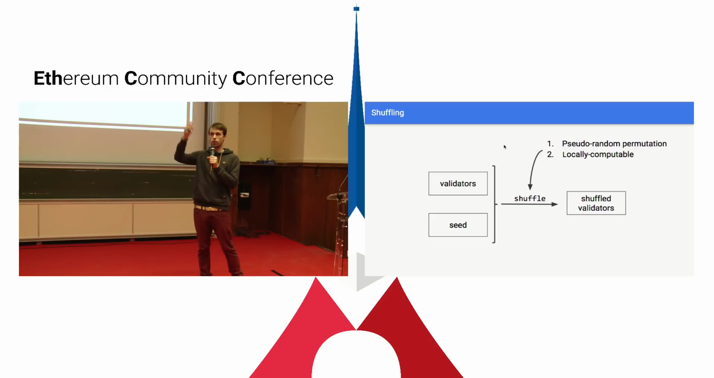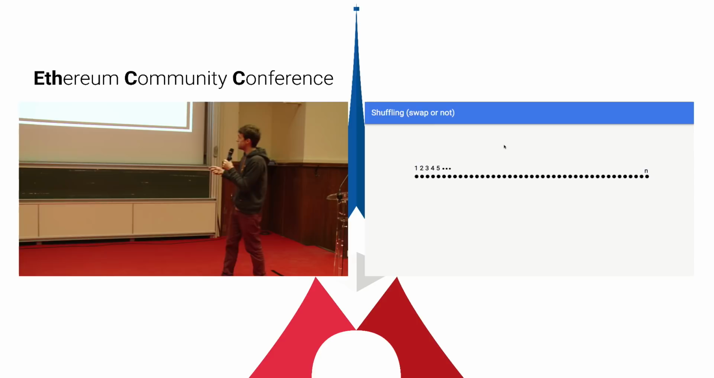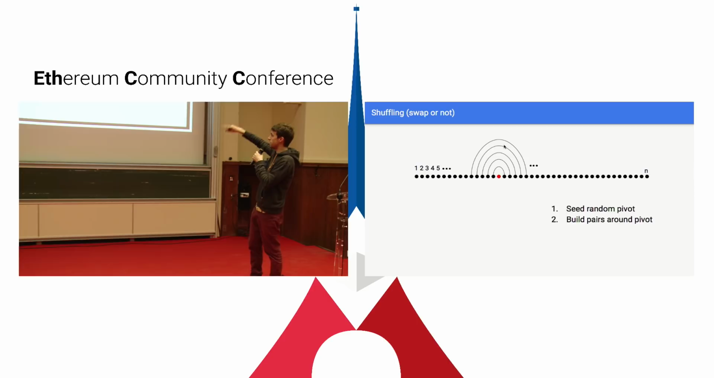And we have this really nice shuffling function, which is called swap-or-not, and I'll just briefly show you how it works, because it's actually super simple. Let's say you have the set of active validators, 1 through n. These are the indices, and you want to shuffle them. What do you do? Number one, you pick a random pivot. That's going to be a random number between 1 and n based on your seed. And then you're going to build these pairs around the pivot.